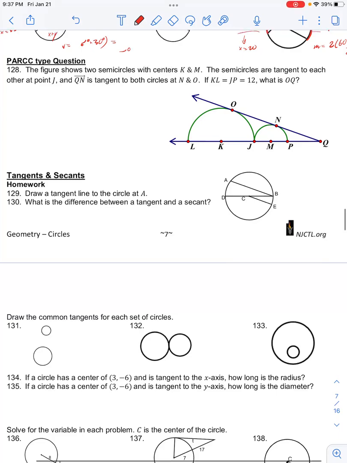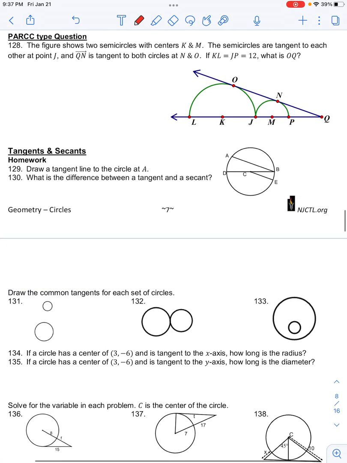Number 128 in your classwork for circles tells you that we have a figure that has two semicircles, one with center K and one with center M. The semicircles are tangent to each other at J, and QN is a tangent to both circles at N and O. We're given the lengths of KL, so KL is equal to 12. So this distance is 12.